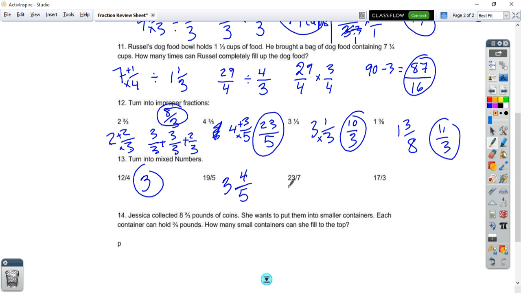How many times does 7 go into 23? 7, 14, 21. If we do more, it'll go over. That's 28, so that's too far. So this is 3, and I'm at 21, so I have a remainder of 2 sevenths. How many times does 3 go into 17? 3, 6, 9, 12, 15, 18. So this is too far. So I have 1, 2, 3, 4, 5. I'm at 15, and I have 2 more out of 3.